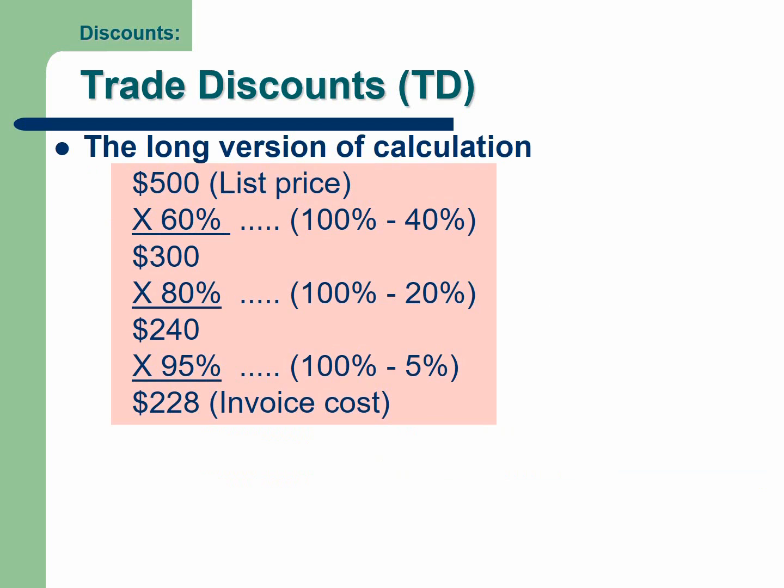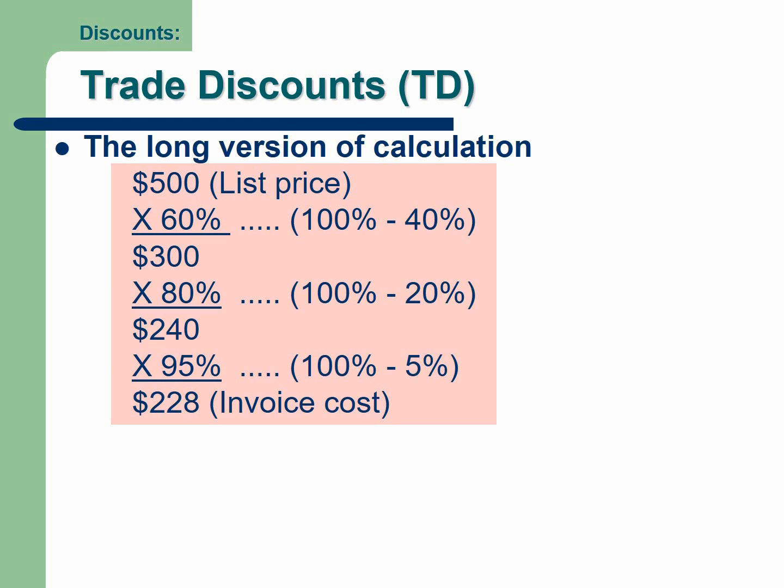Another way of showing the same calculation to get the invoice cost is this. You can look at it in a more vertical way. So starting from the list price of $500, you times that by 60%, which is 100% minus 40%. 40% is the first trade discount. And you get $300 by doing that calculation.